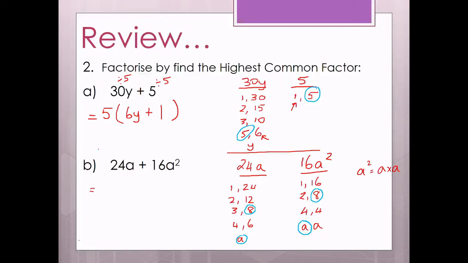And I write that on the outside of the brackets down here. So 8a is my highest common factor. I now write down what goes inside the brackets, and again, I can divide both of those terms by the highest common factor, or I can look on my factor lists. Either way, 24 divided by 8 is 3. A divided by a, well, that a can't be rewritten. 16 divided by 8 is 2, and a squared divided by a means I've still got an a. You see, I still haven't circled that a, so that one there. So the final answer is 8a, and then in brackets, 3 plus 2a.